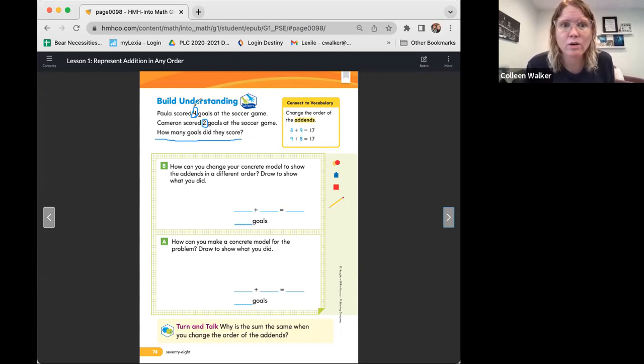So Paula scored 4 goals at the game. Cameron scored 2 goals at the game. How many goals did they score? So we're trying to figure out how many goals together they scored. So that's important because it helps us know that we're trying to figure out the sum. We're trying to add together. So let's go ahead and read part B.